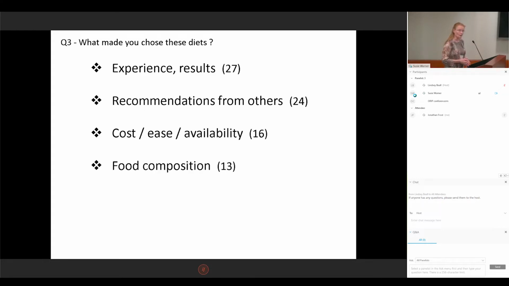Food composition: 13 groups out of 63 mentioned food composition. So that's fairly low, and again, it reflects a lot of what we've seen today, that it's more important what we see as an output rather than what we know is going in as an input. Of those that did mention food composition, the only component specifically mentioned was protein being of concern to groups.